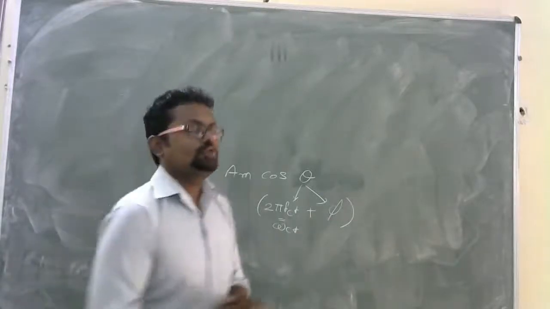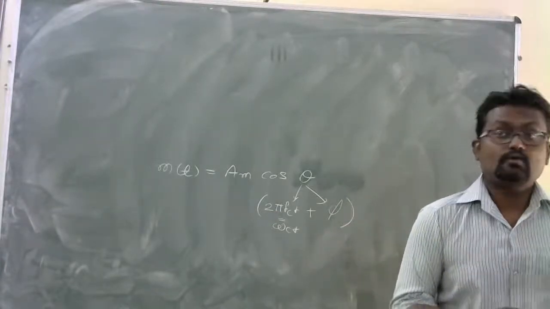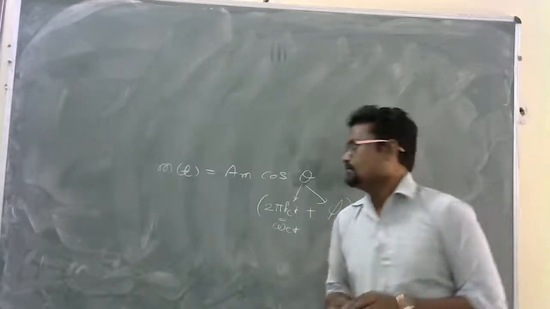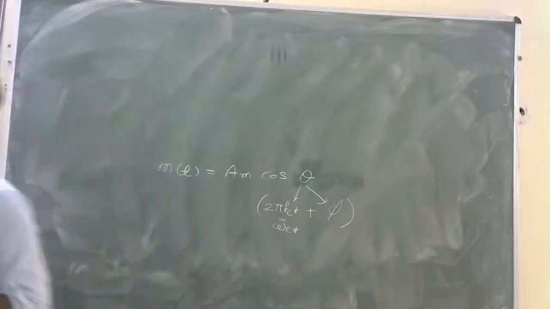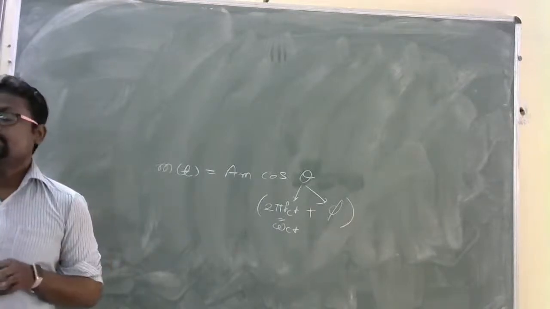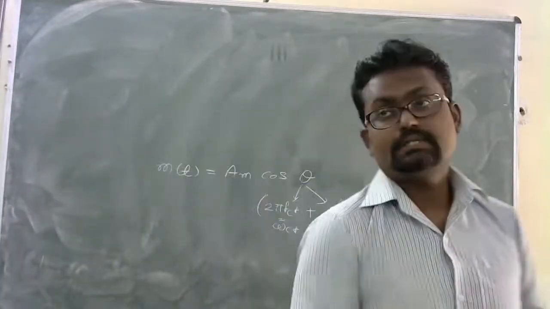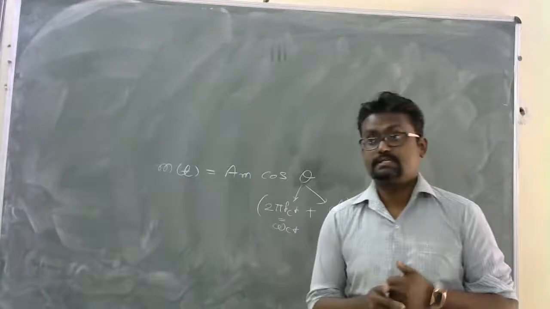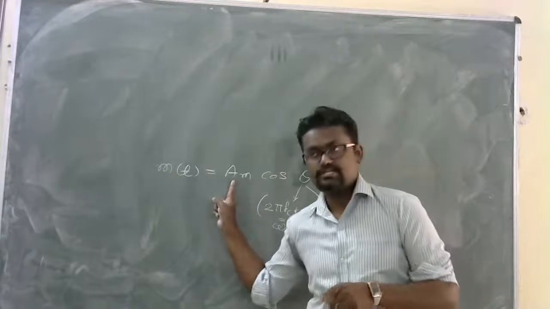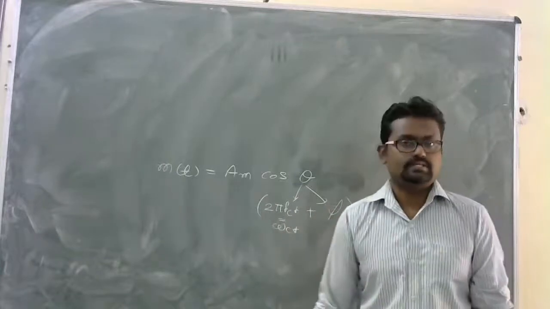So modulation is a process in which any one parameter of the carrier signal is changed according to the modulating signal, and at that time the other parameters are constant. Now, when we discussed amplitude modulation in the second unit, what is the definition of amplitude modulation? Amplitude modulation is the process in which the amplitude of the carrier signal is changed according to the modulating signal, and at that time the other parameters, that is frequency and phase, are constant.